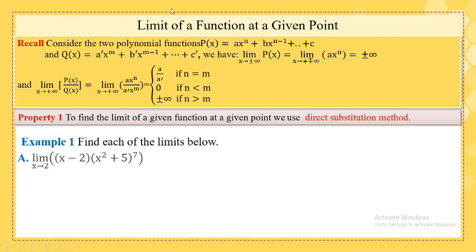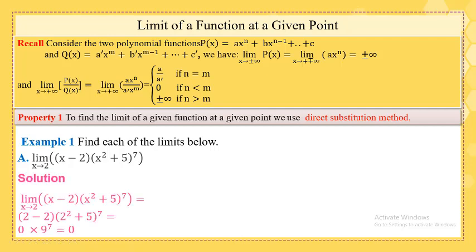Example. Find each of the limits below. The limit of (x minus 2) times (x squared plus 5) exponent 7 as x tends to 2 will be equal to (2 minus 2) times (2 squared plus 5) exponent 7, which is 0. As you see, we substitute x by 2 in our expression.